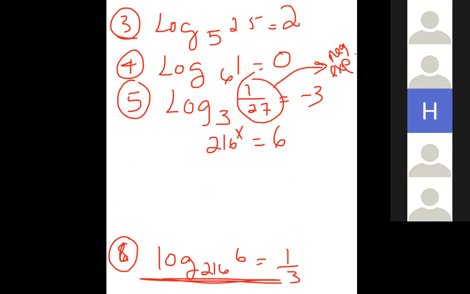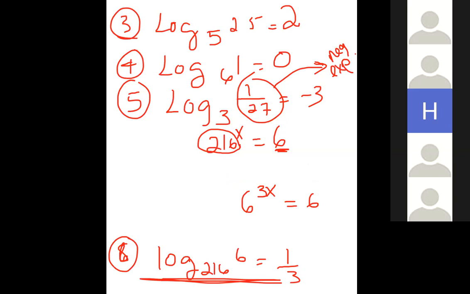So I am going to take the 216 and factor it into a number which has the same base as 6. When I factor 216, it factors to 6 times 6 times 6. You can even do a prime factor tree for it. What you will notice is that you have 6 multiplied by itself 3 times. Let me erase this. So 6 to the 3x power is equal to 6.